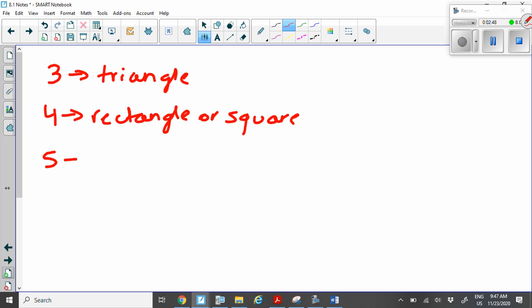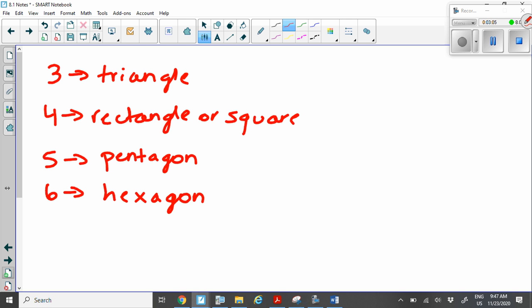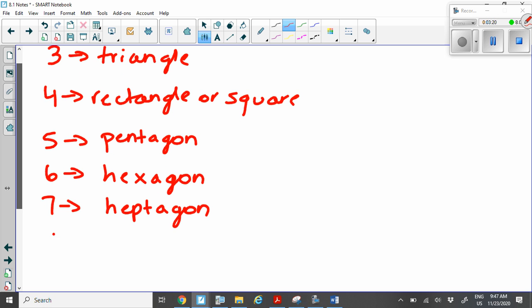Now let's get into when we go a little bit higher. 5 sides, that's what we call a pentagon. So if you see the word, that means the polygon has 5 sides. 6 sides is a hexagon. 7 sides is called a heptagon. Make sure you're writing this down because you will have to know this information, and it's going to be helpful when you do the homework assignment, okay? So what about 8? That should be our octagon.